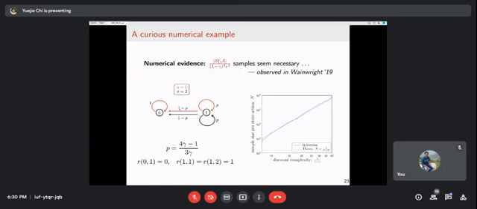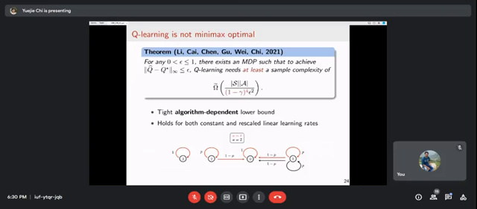Even for this very small toy example, we see that the sample complexity of Q-learning has a scaling with respect to the effective horizon of the 4th order. So this seems to suggest Q-learning is actually not optimal. Can we make this rigorous, just by formalizing the intuition from the toy example? And it turns out we can.